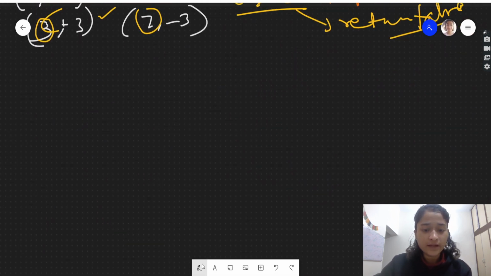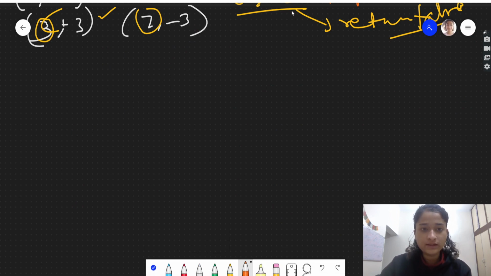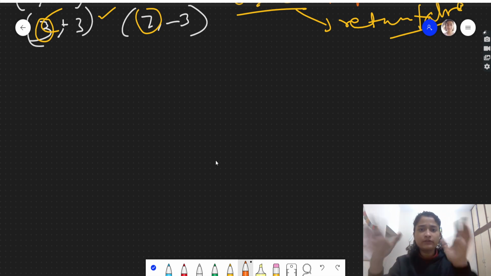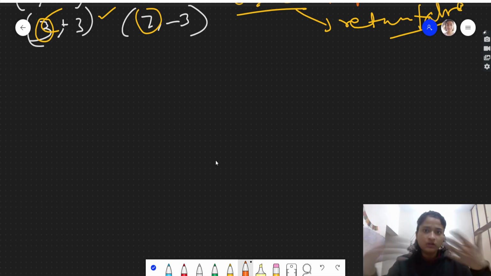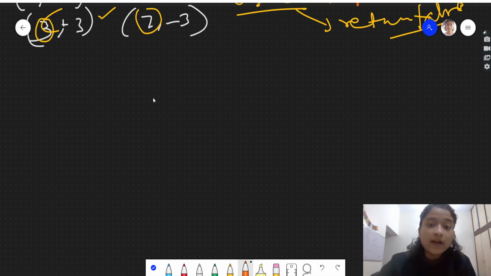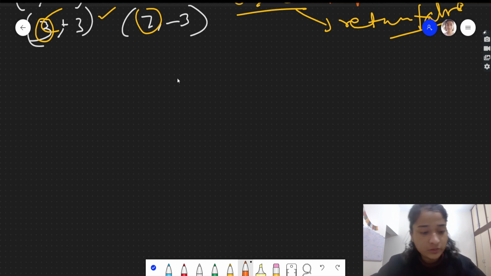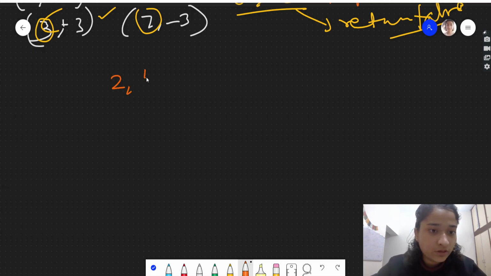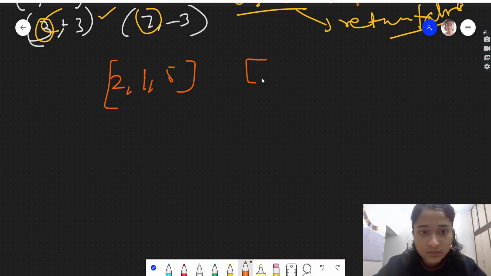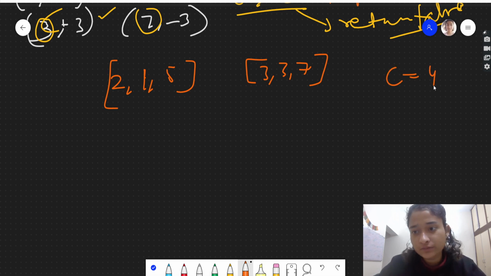Now there is one more approach. This is the intuitive approach, right? Over here we know that we want to have sorted order, and either we can sort or we can use heap. The approach is the same, just a new understanding which we'll be learning. As of now we had this 2 comma 1 comma 5, and 3 comma 3 comma 7, this was the test case, and capacity was 4.